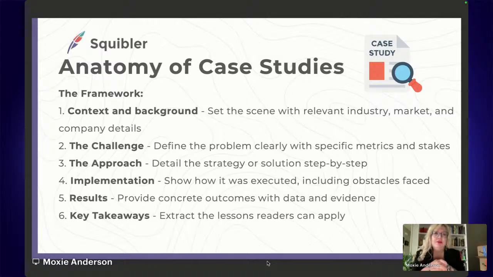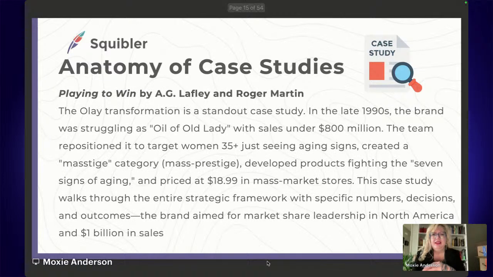After that, make it simple for your reader. Think about the key takeaways that they need to learn from this case study. What are the lessons that they can apply to their own business understanding? Some great examples here are in A.G. Lafley's book and Roger Martin's book, Playing to Win. It talks about the olive oil company and the transformation that this company used as a standout case study.